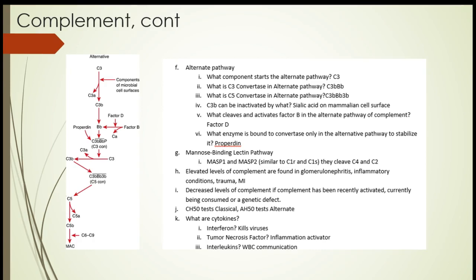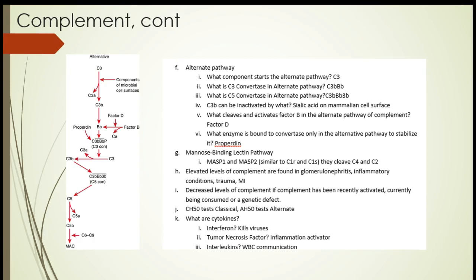Make a note card that says what component starts the alternate pathway. On the other side says C3. By the time you've seen that card 20 times and you know it, take that card out of the stack and only study the ones that you struggle with. By the time you walk in to take in your test, hopefully you only have a couple cards left.